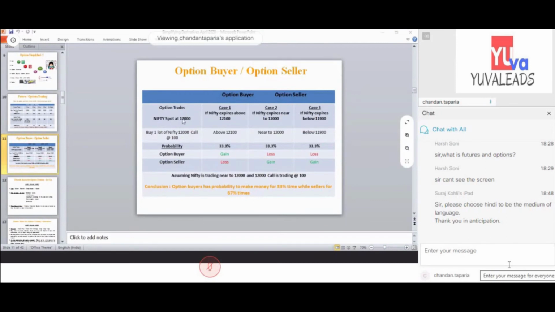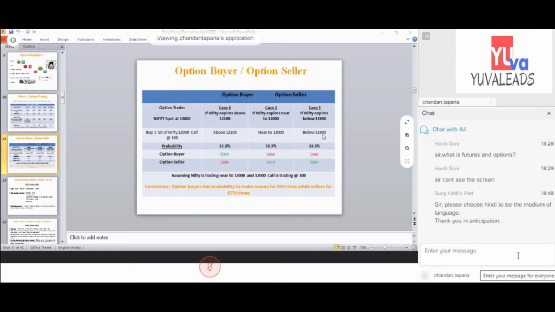Now let's say, just for an example and from a theory point of view, the market is 12,000. What may happen on expiry? It may go up, it may go down, it may remain the same. So there are only three scenarios as per the theory. And I am buying the 12,000 call at 100 rupees. So my break even is 12,100. If the market moves above 12,100, then only I'll be in profit. If it remains near 12,000, I'm at a loss because my 100 rupees will go to zero. If it goes below 11,900, I'll be at a loss, but I'll be happier because I'll be losing only 100 rupees.